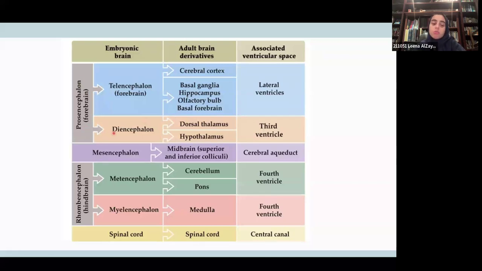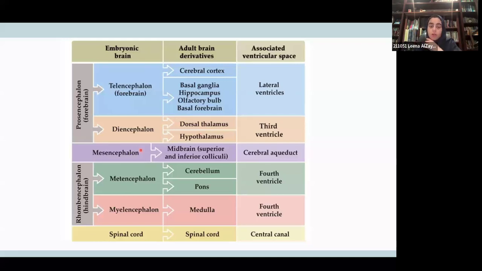We have prosencephalon, mesencephalon, and rhombencephalon. Prosencephalon divides ventrally into telencephalon and diencephalon. Telencephalon gives the cerebral cortex, basal ganglia, hippocampus, olfactory bulb, and basal brain. What's important is to know the ventricle as well. So telencephalon creates the lateral ventricle. Diencephalon creates the thalamus, hypothalamus, epithalamus, all the thalami, and the third ventricle. Why? Because thalamus starts with T and third is T as well. All the T's are together, diencephalon.